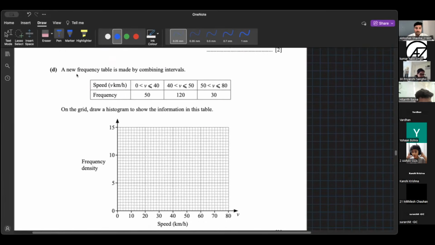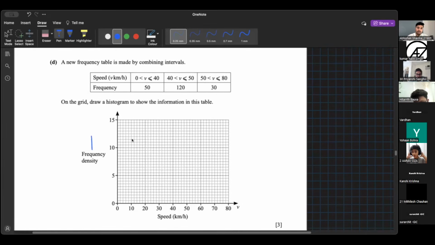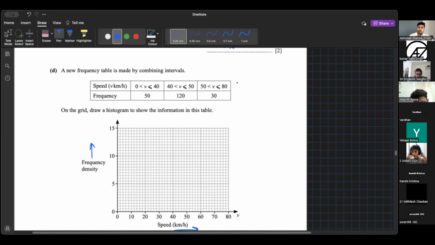D, it says a new frequency table is made by combining intervals. On the grid, draw a histogram to show the information in the table. So this is the frequency density on the y-axis and the speed on the x-axis. There is a formula for frequency density: frequency divided by the class width. First you write down the class width. What is the class width? 0 to 40, it is 40. 40 to 50, it is 10. 50 to 80, it is 30.